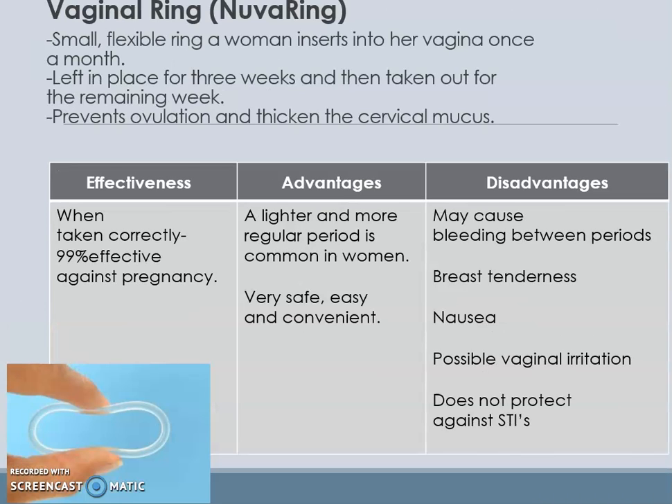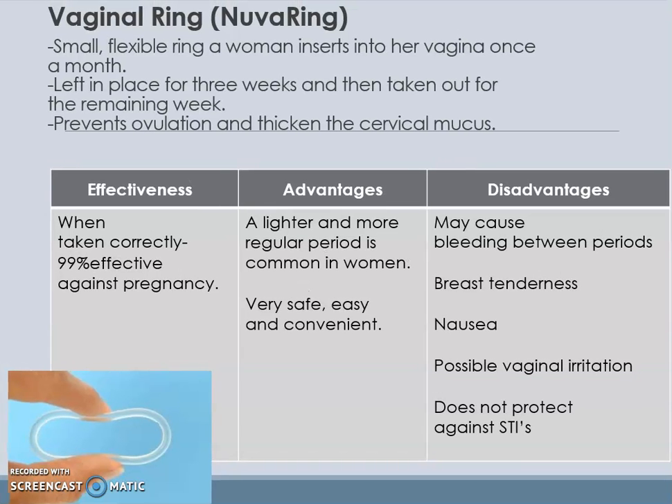The NuvaRing is a small flexible ring that gets inserted into the vagina once a month. So this is a prescription, but the female puts it into her vagina once a month, and takes it out at the beginning of the 4th week for the period to still happen. It prevents ovulation and thickens the cervical mucus. It is 99% effective against pregnancy.